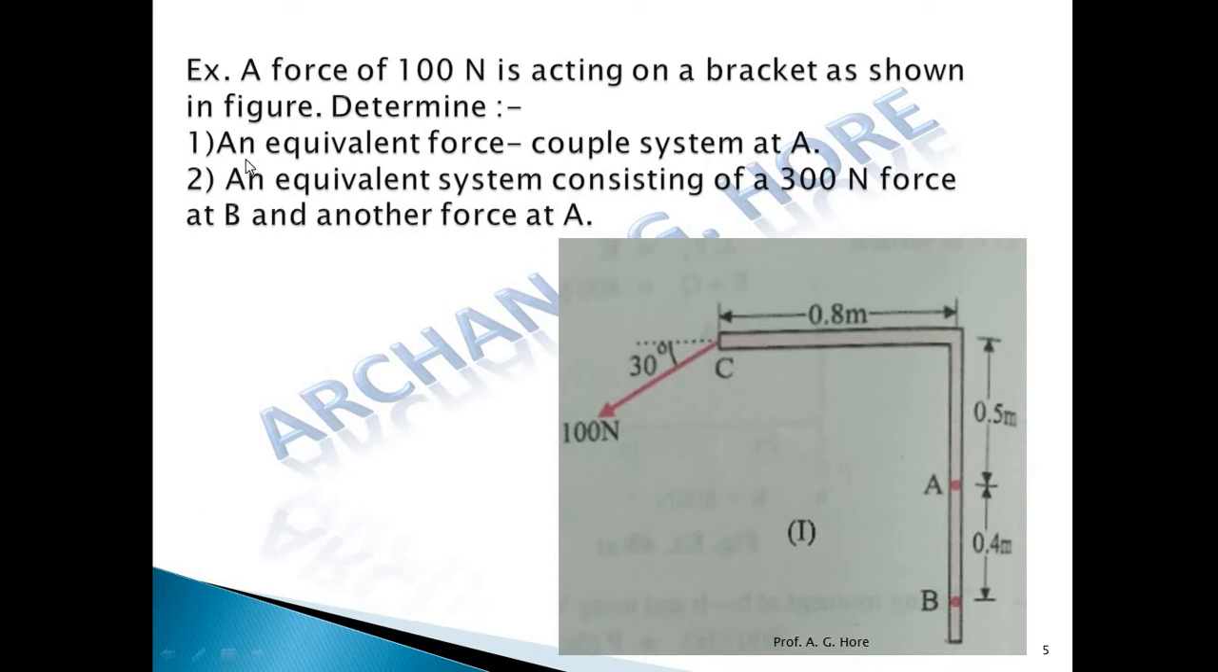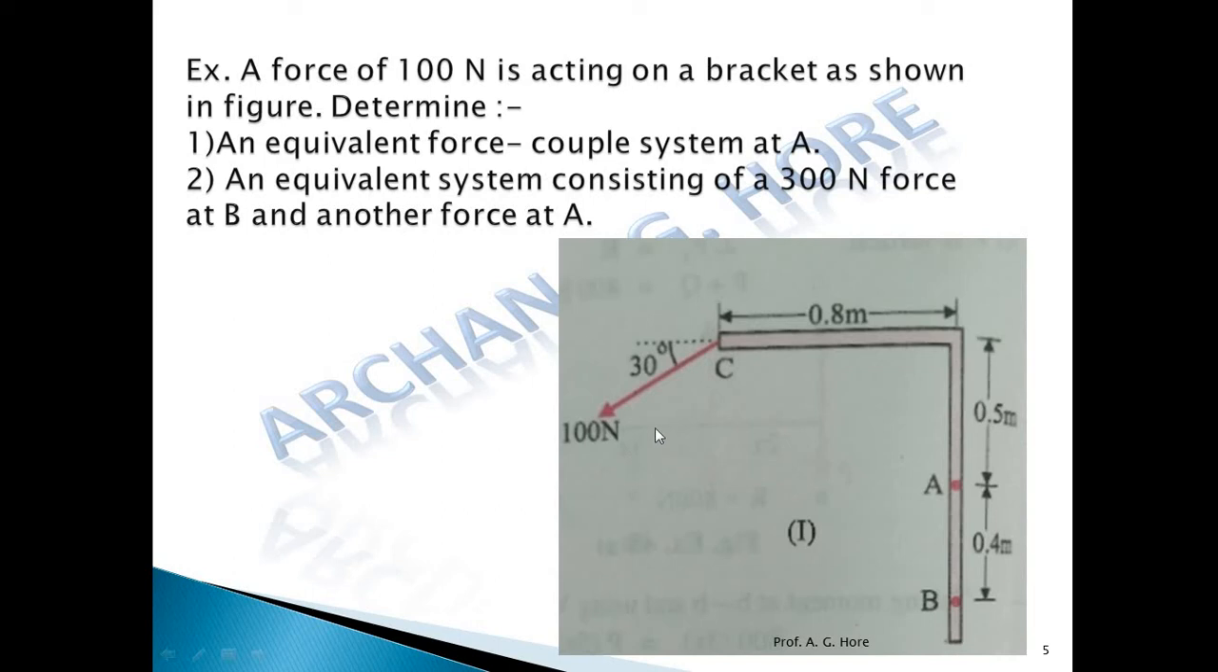Now what is asked in the first sub question? An equivalent force couple system at A. This is point A. So we have to transfer that force from point C to point A. But how do we transfer it directly? With the same magnitude and same direction, but along with the force moment about point A.